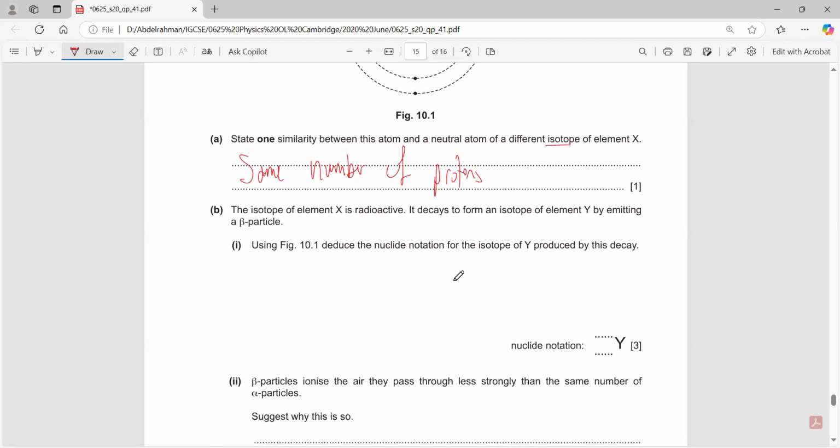So when we write down X, it is 13 and 5. It produces a beta and Y particle. We know that beta is 0 and -1. So Y would be 13 and 6. When you produce a beta particle, the atomic number increases by 1, but the mass number stays the same.